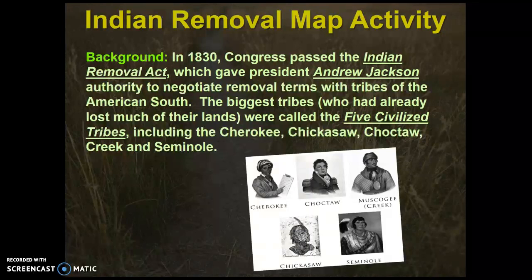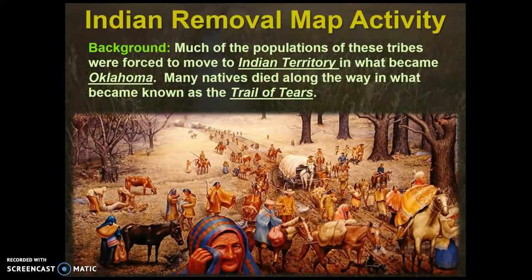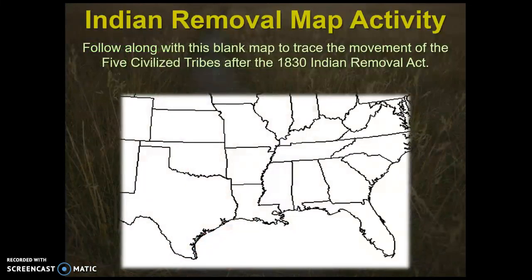So in 1830, Congress passed the Indian Removal Act, which gave President Andrew Jackson the authority to negotiate removal terms with tribes of the American South. The biggest tribes, who had already lost much of their lands, were called the Five Civilized Tribes, including the Cherokee, the Chickasaw, the Choctaw, Creek, and the Seminoles. Now, much of the populations of these tribes were forced to move to Indian Territory in what would become known as Oklahoma. Many natives did die along the way, and this later became known as the Trail of Tears, as the previous presentation said.